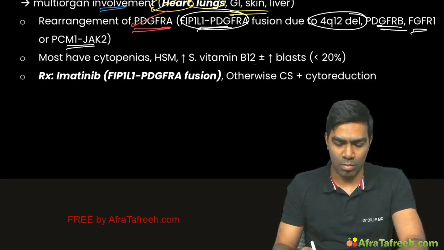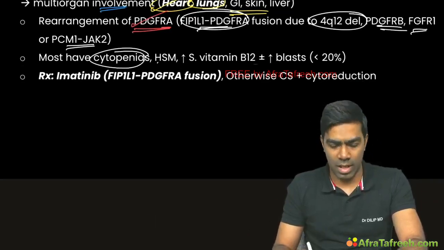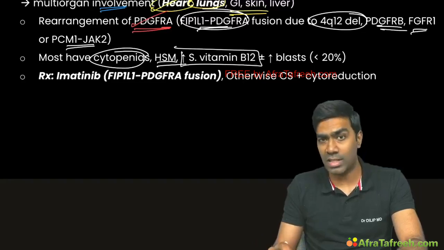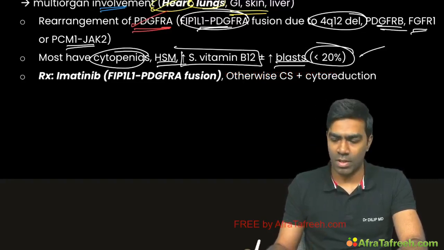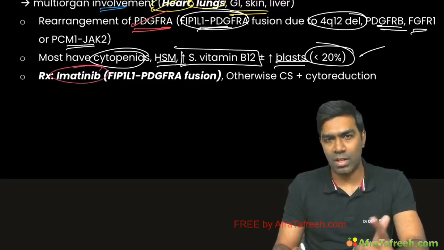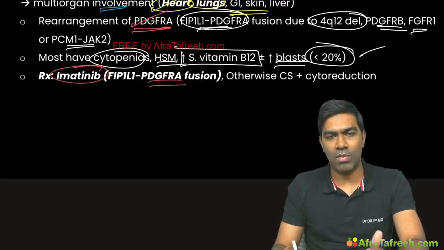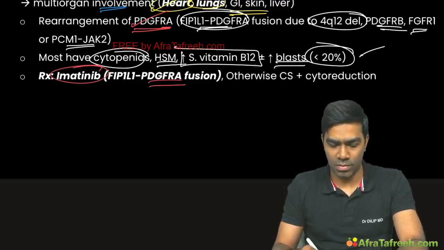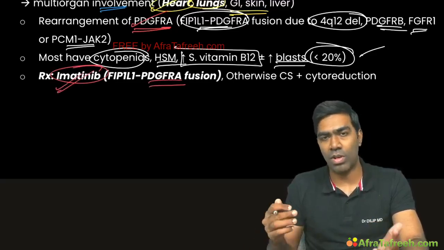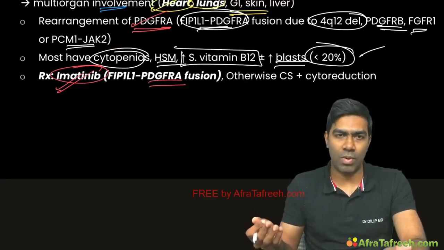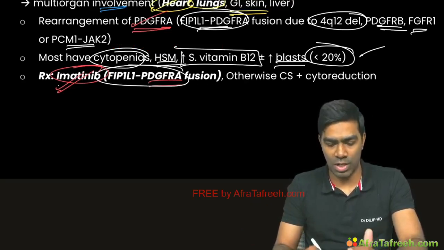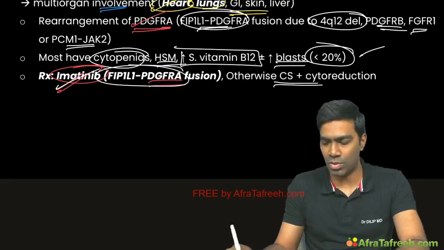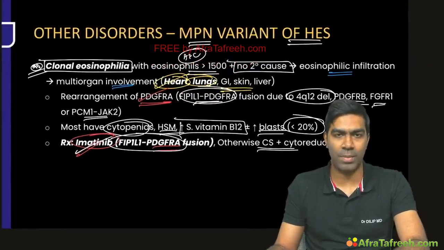Most of the cases are going to have cytopenias, hepatosplenomegaly, and interestingly, they will have high serum vitamin B12, and there will be an increase in the number of blasts, but it will be less than 20%. That rules out acute leukemia. So treatment is imatinib. Remember, for this kind of rearrangement, the FIP1L1-PDGF receptor alpha fusion, imatinib works, but it may not work for the PDGF receptor B, FGFR1, or probably PCM1-JAK2, but definitely for the FIP1L1-PDGF receptor alpha fusion, 100% imatinib will work. Otherwise, you have to use corticosteroids and cytoreductive therapy.